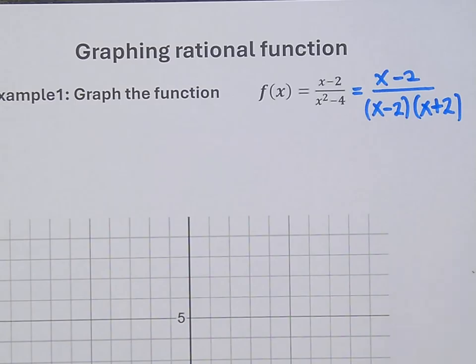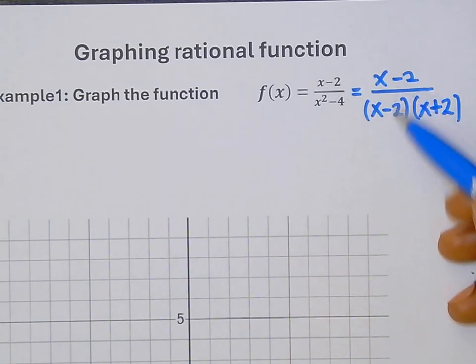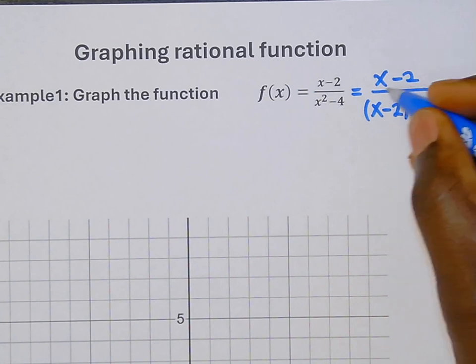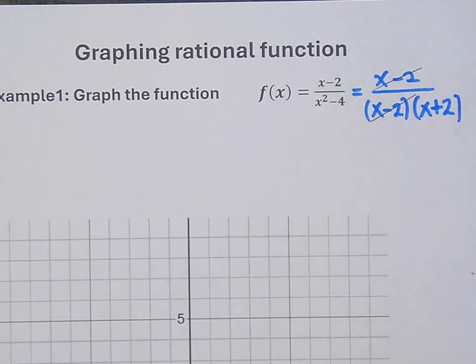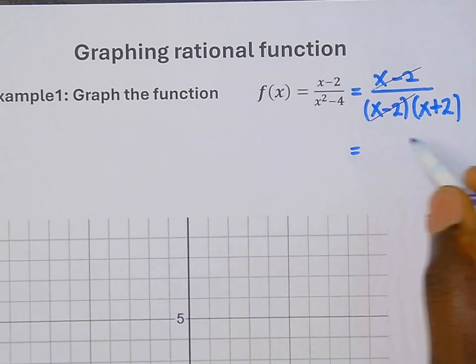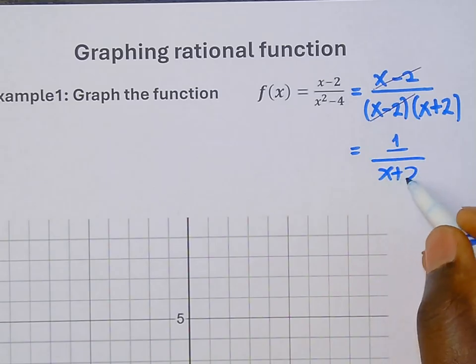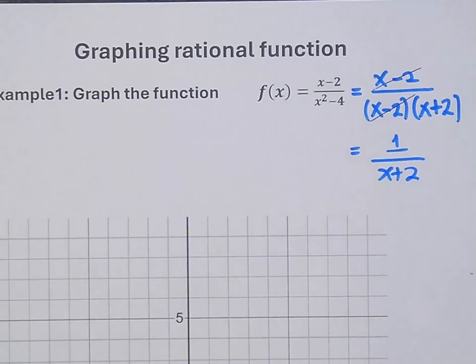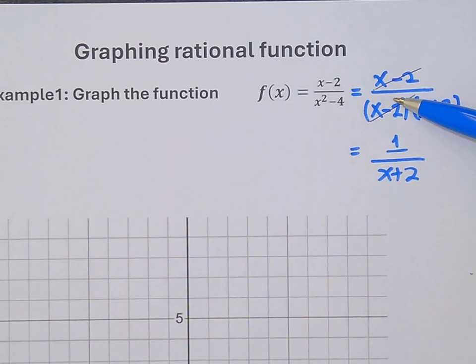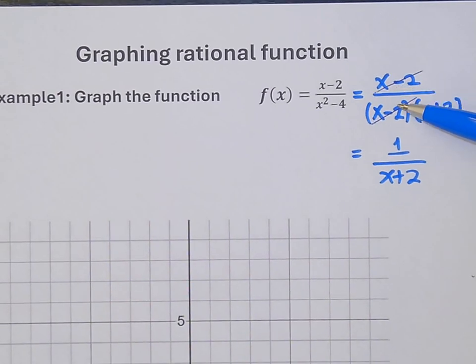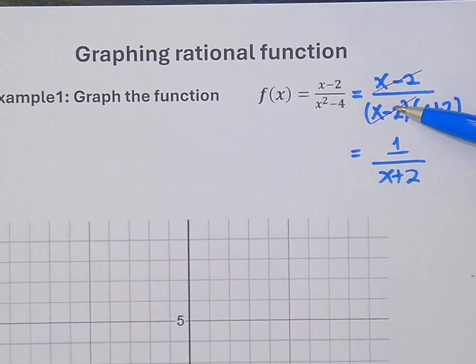Okay, so we can see that there's a common factor of x minus 2. Those two can cancel out, if you want. So this expression is now going to look like this: 1 over x plus 2. Now what this means is that when these two factors cancel out, it is going to create something we call a hole. And I'm going to explain that in a minute.